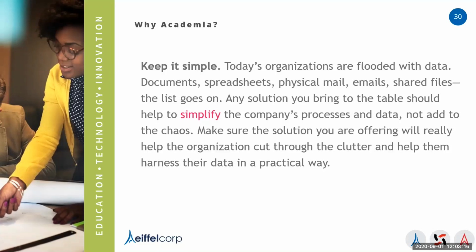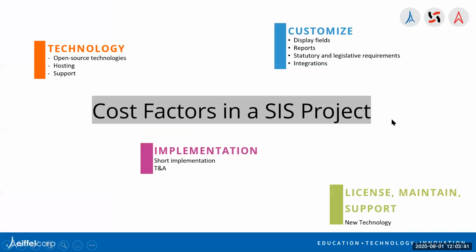Academia allows you to organize your flood of data. It makes it easy, it simplifies your processes and does not add to the chaos. It makes sure that the solution that we are offering will help your organization to cut through the clutter. So we tick these boxes, and it's important that you, in your decision making of a system, make sure that the system you look at ticks these boxes on an operational level.